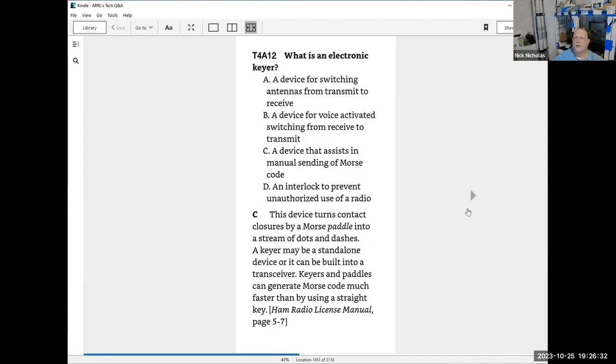What is an electronic keyer? Okay. An electronic keyer is a device that assists in manual sending of Morse code. A keyer is a device that when you hook a set of paddles to it and you push one side, it sends dots. You push the other, it sends dashes. You don't have to type the dot and dash. You only have to move your fingers back and forth, and you get the dots and dashes out of the keyer. It's a pretty simple device. Some modern radios have them built in.